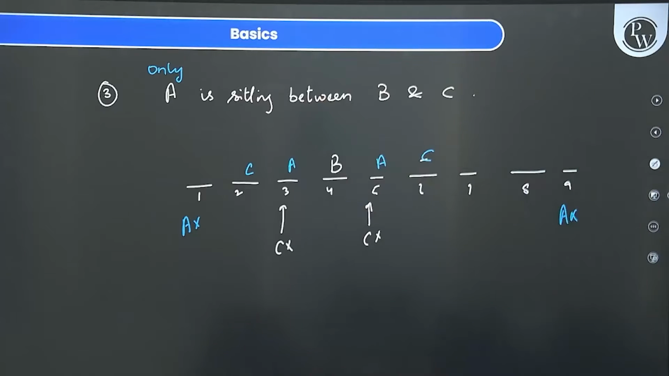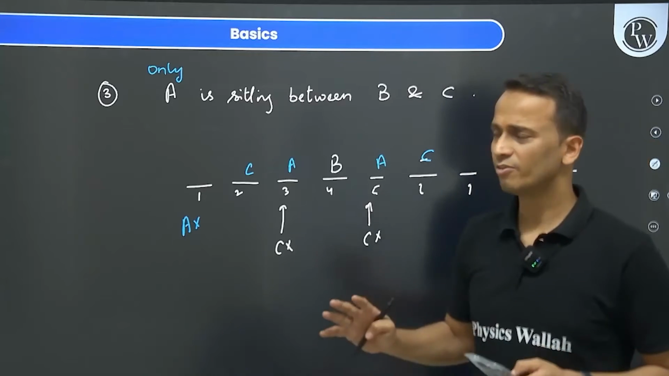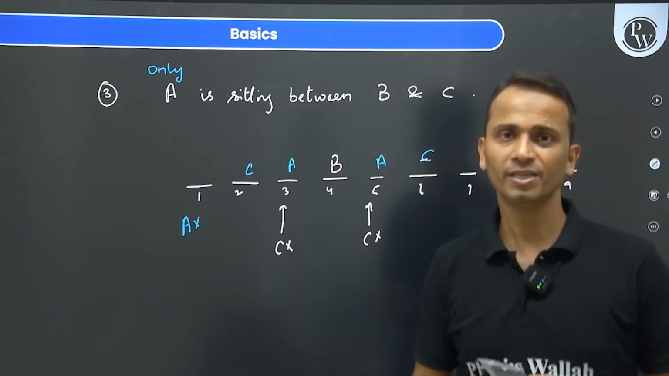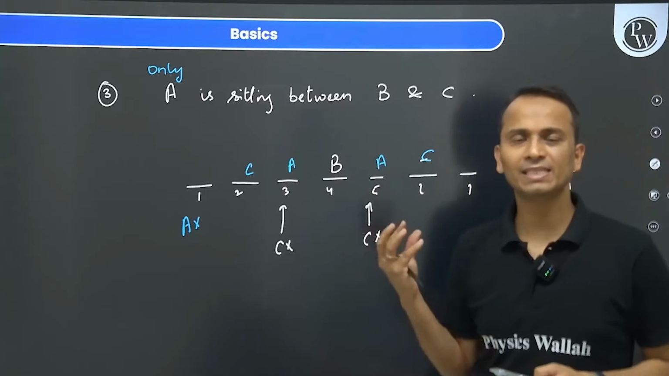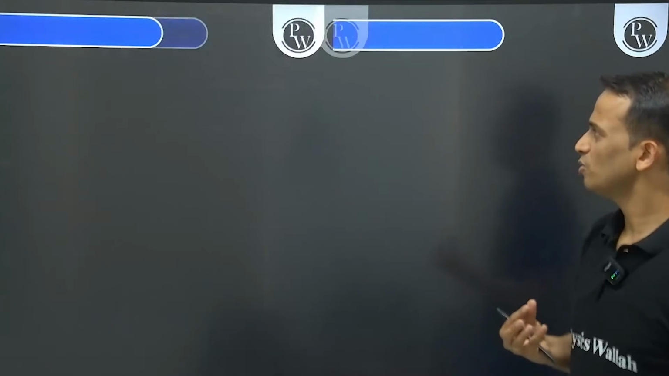So in the first example we are about to do, this thing will become clear, you will understand, right? What is the meaning of A is sitting between B and C? Okay? So taking care of these basic things, you will have to make the arrangement. Okay? So let's have a look at one of such questions.